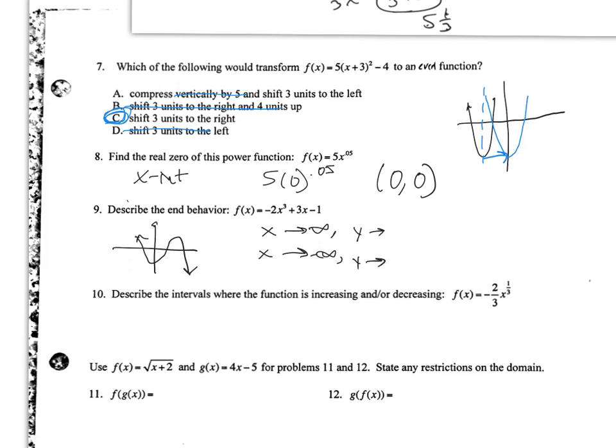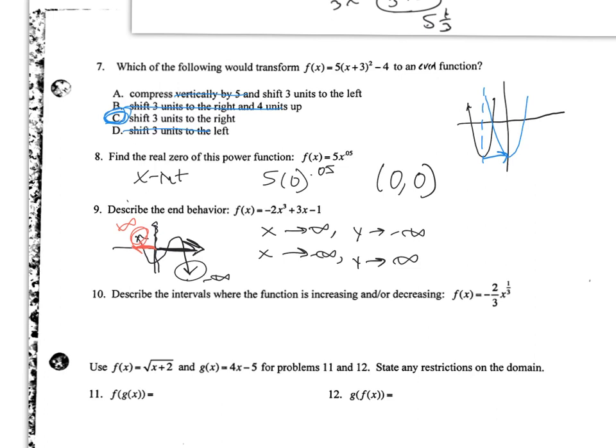So we're going to split the graph up right here. As x goes to infinity, as we're going to the right, you can see that this end is going down. So that means y is going to negative infinity. As we look at it going the other direction, this way, you can see this end is going up, and that's positive infinity. So when we go to the left, y is going up.